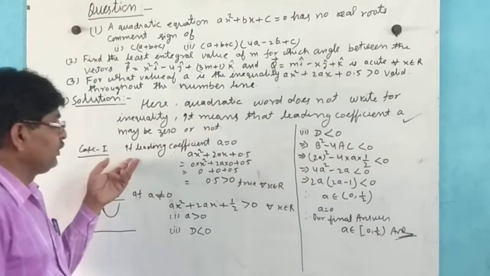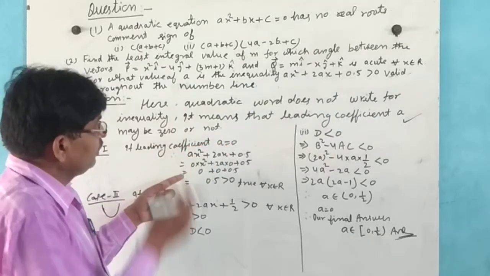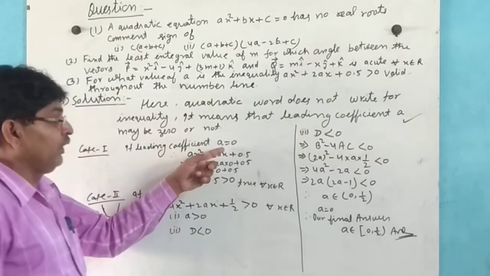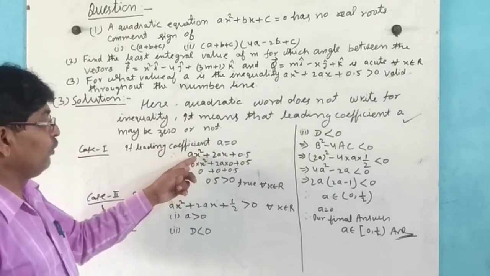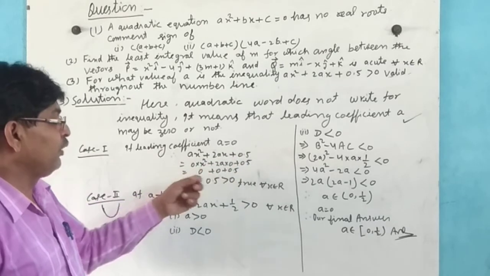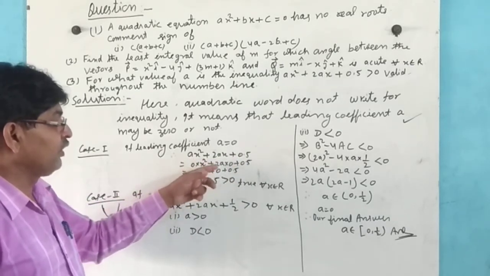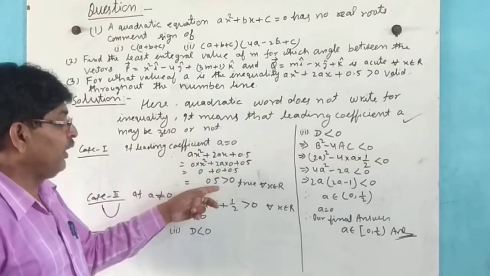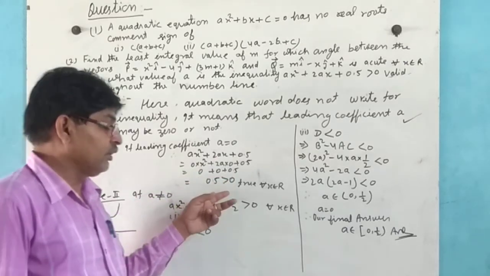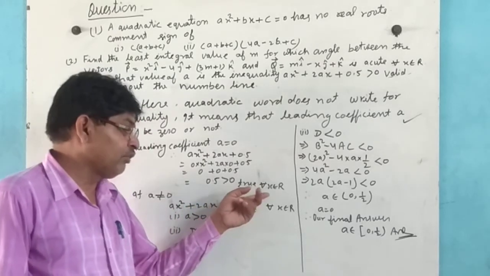First case: if the leading coefficient a equals 0, then putting the value a = 0 in the polynomial ax square plus 2ax plus 0.5, this term is 0, this term is 0, and this is 0.5, which is greater than 0. This is true for all values of x.